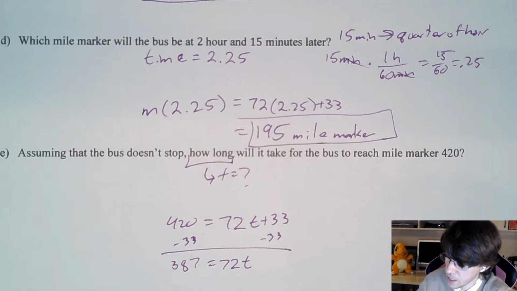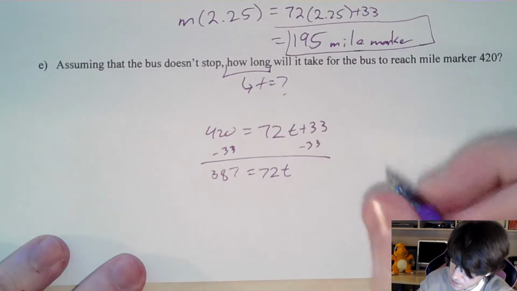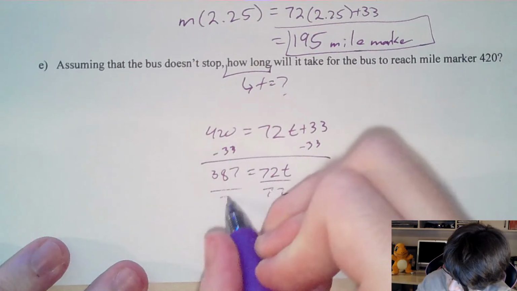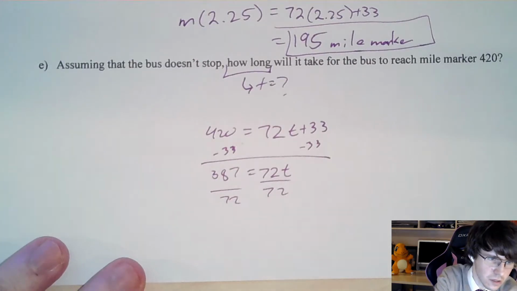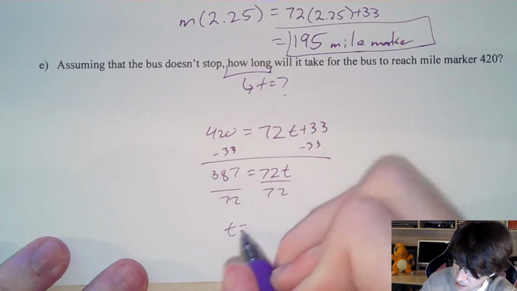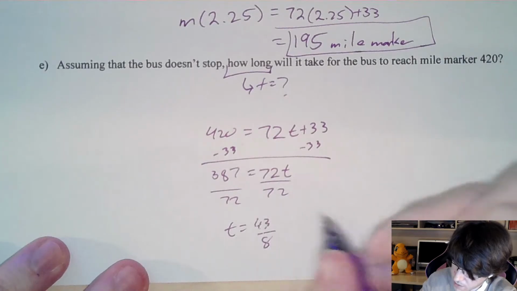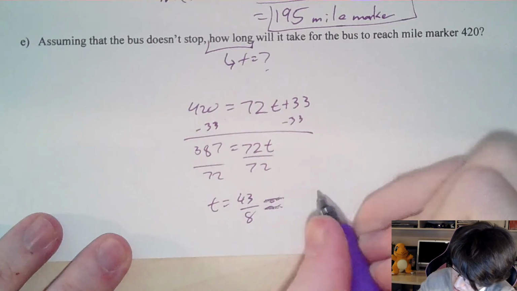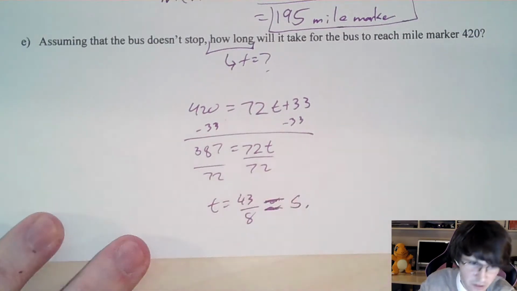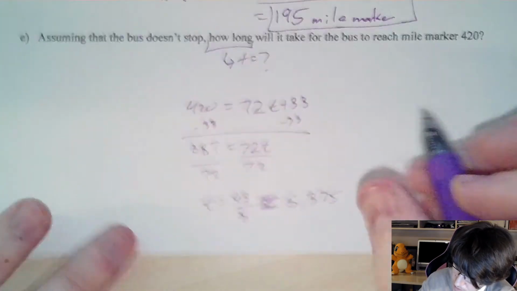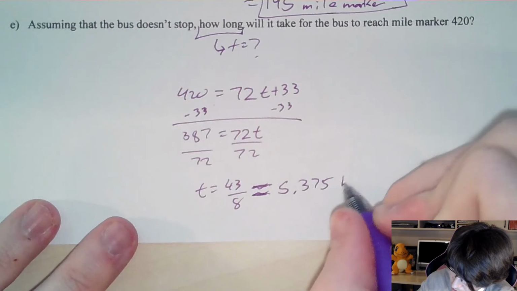387. Yeah. And then divide both sides by 72. It's going to be 5.5 or something like that. So divide by 72. 387 divided by 72 turns out to be exactly equal to 43 over 8, which is exactly equal to 5.375, right? Yeah. 5.375 hours.